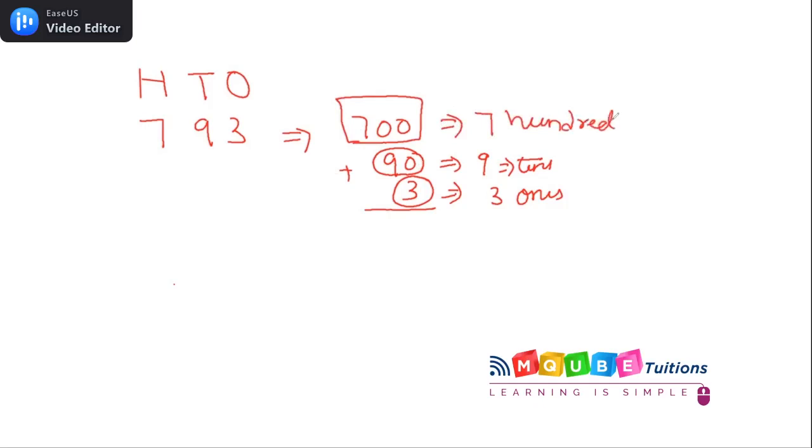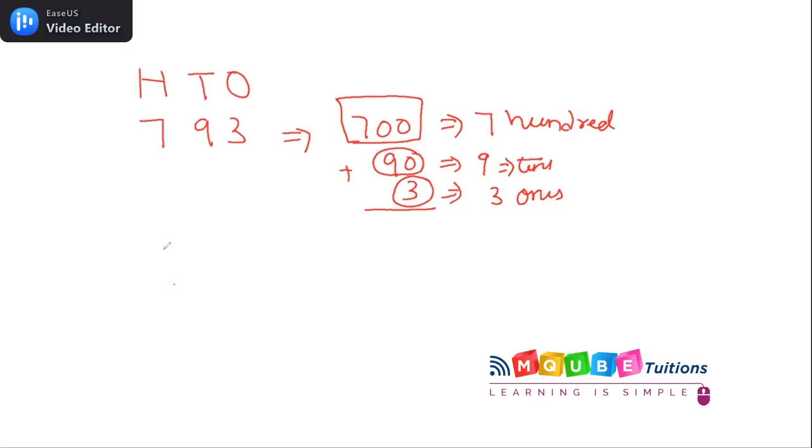Correct? Is this called the unit form? This is called place value. But my teacher told me that if you write tens, ones, and hundreds, that's called a unit form. Okay, it can be called that. Okay.